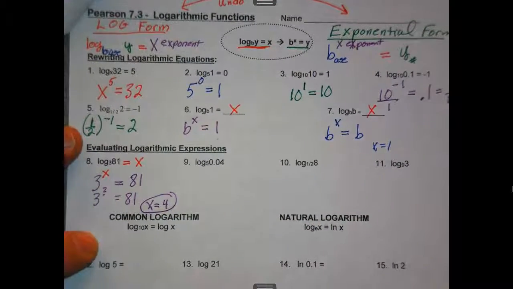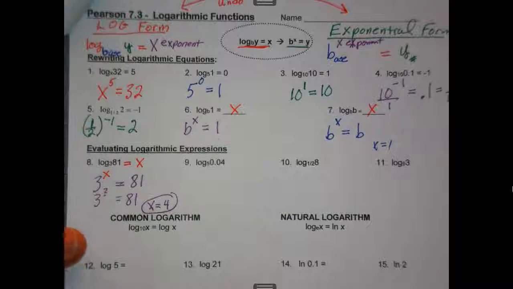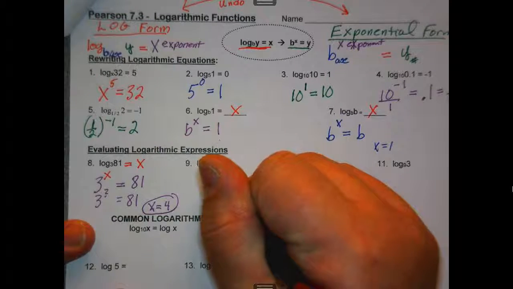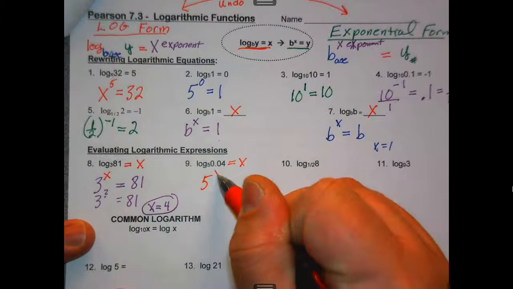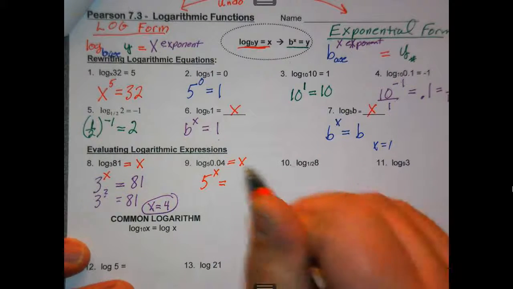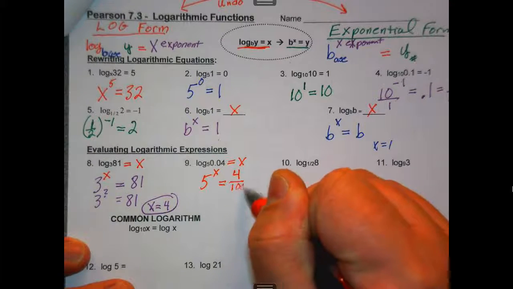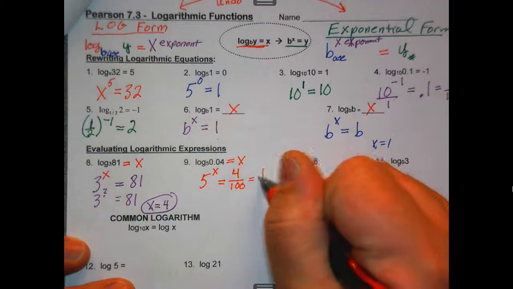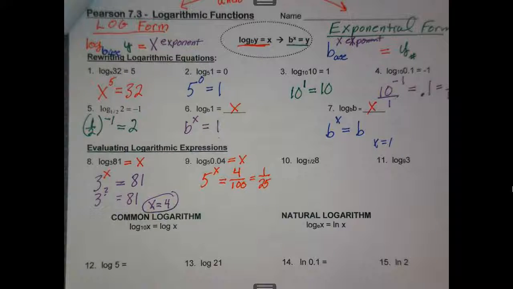All right, number 9. I'm just making sure here. Number 9, what's my base? 5. And again, what's my exponent? X. And 0.04. And what is 0.04 as a fraction? 4 over 100. Can you reduce that? How about 1/25? Now, well, you could, but it's harder to figure out what your exponent is, right?